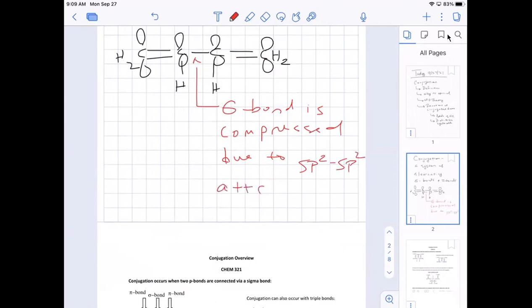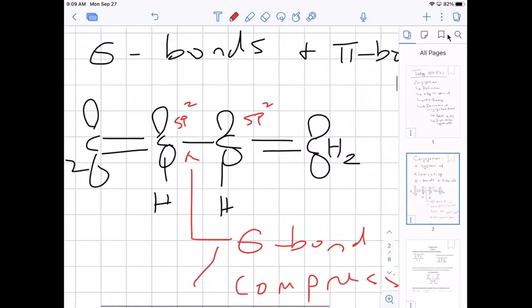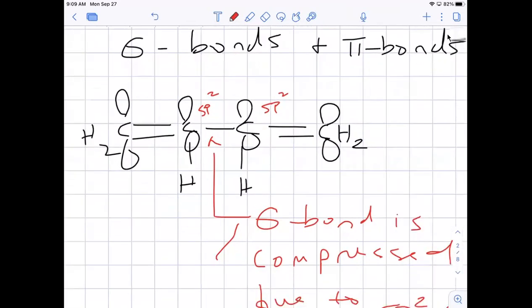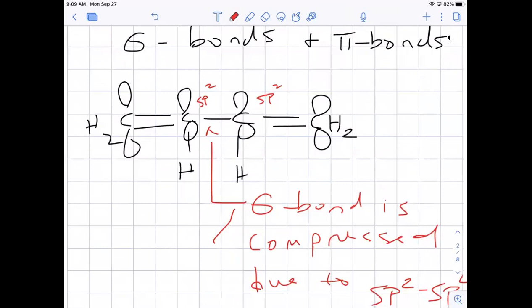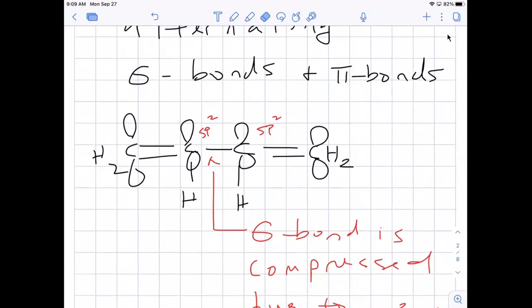So that sp2 attraction of these two sp2 carbons, because of the electronegativity of those carbons, creates a little bit of compression with that sigma bond, right? So that system is considered conjugated, and that's why it's important for the pattern of alternating sigma and pi bonds to be present. Otherwise, you can't have that compression. You don't have that overlap between those two p orbitals right here, and so the system wouldn't be considered conjugated.